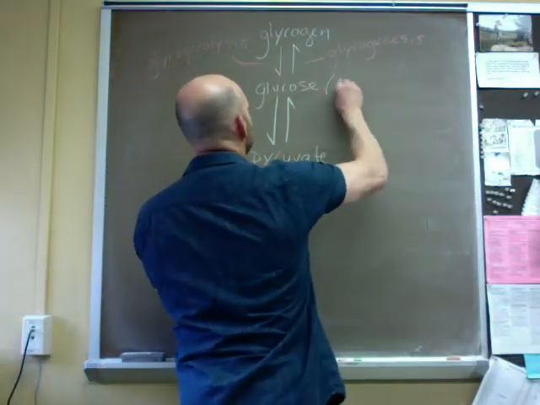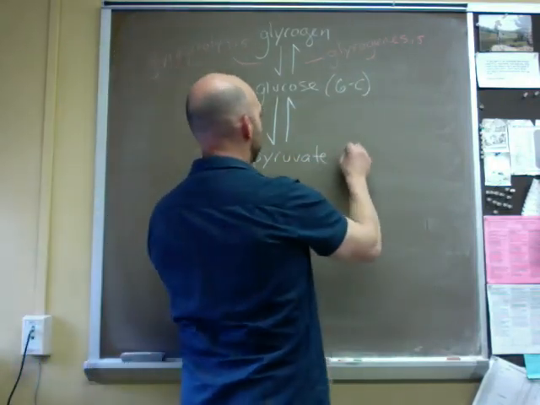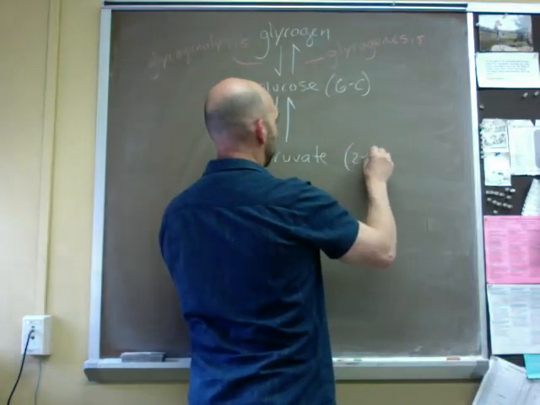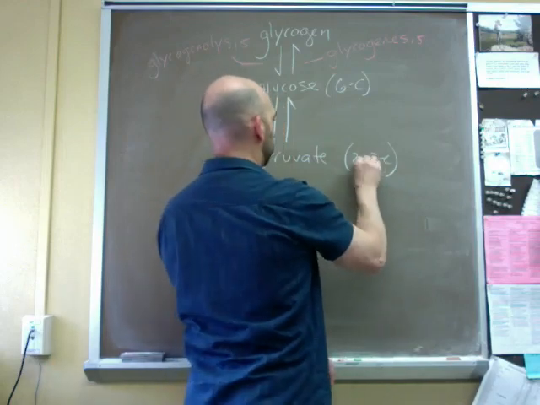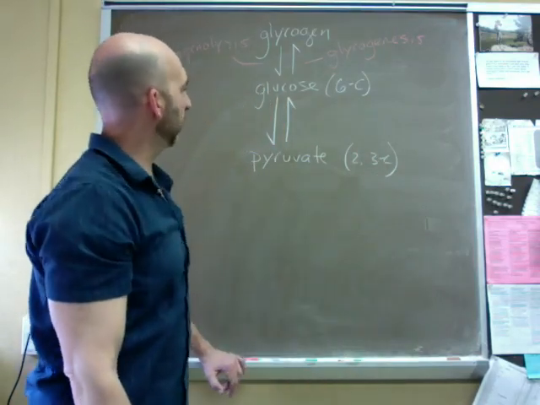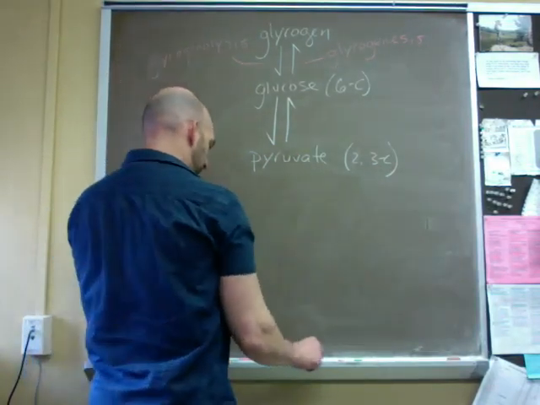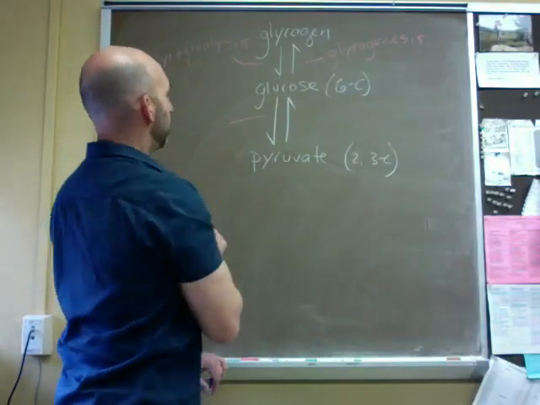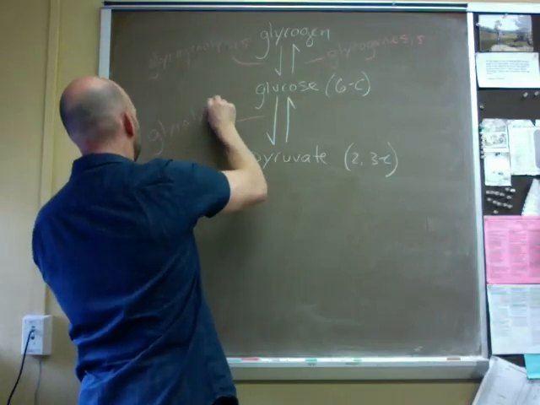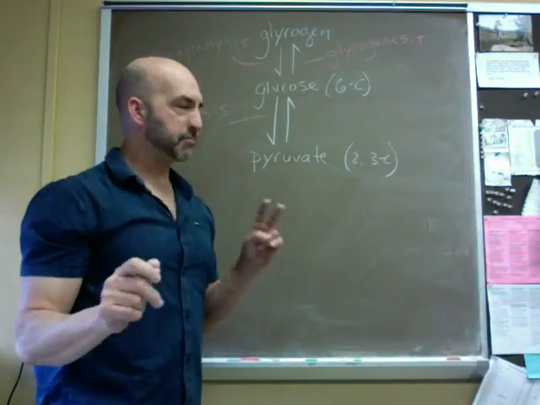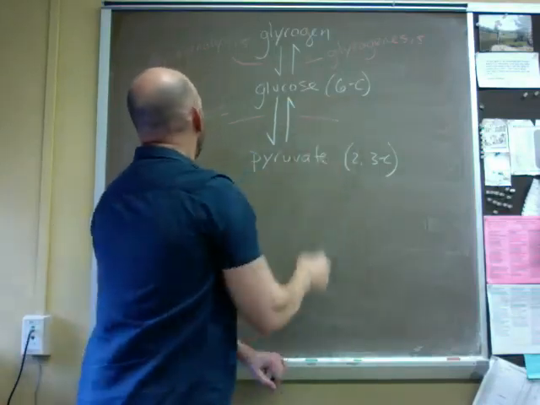Glucose is a 6-carbon molecule, right? It's a hexose. Pyruvate is a 3-carbon molecule, so you get 2 of them. Right? 2, 3-carbon molecules, I guess is the way to write it. And this pathway is obviously glycolysis. And we'll get to the metabolic gist of that one already, at least one of them.